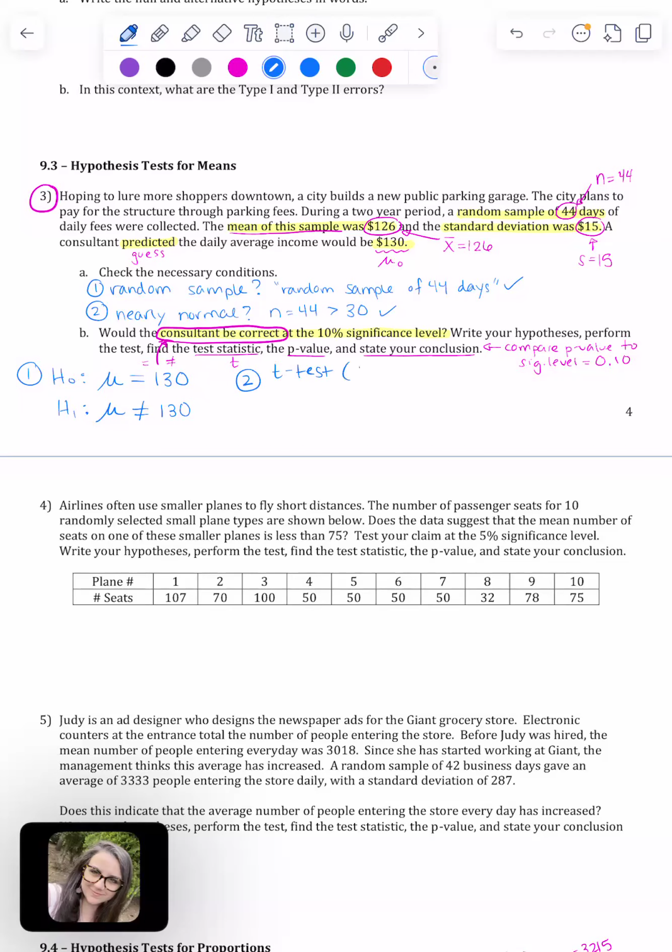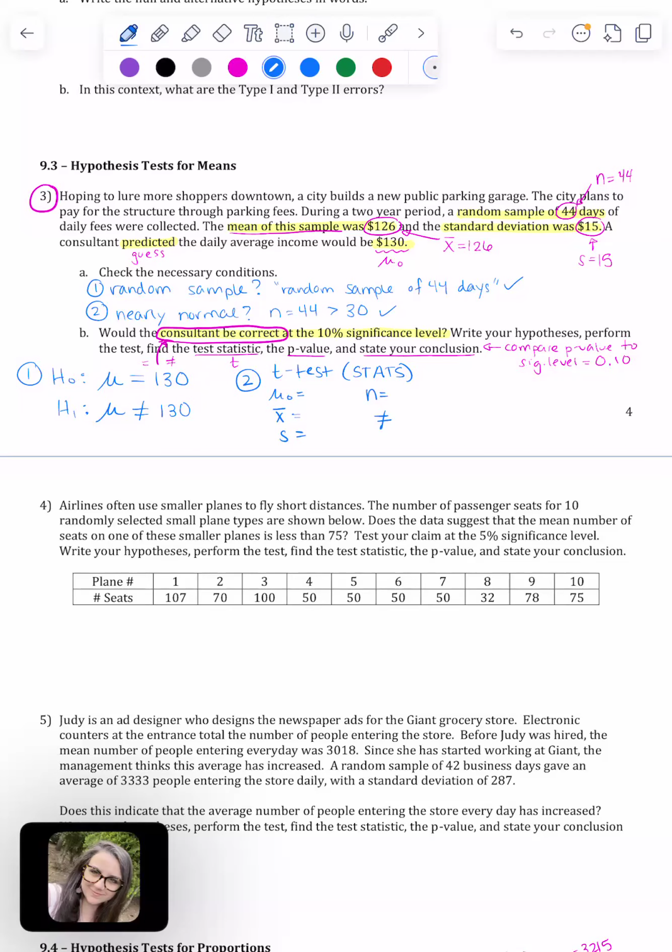So this will be a t-test on stats, which means we will have to provide the calculator with the guess, the mean from the sample, the standard deviation from the sample, sample size, and then the very last thing we're going to tell the calculator is that our alternative hypothesis is not equal to. So let's find the values from the paragraph that we need to plug into the calculator. Then we'll pull up the calculator and we can make our conclusion together.